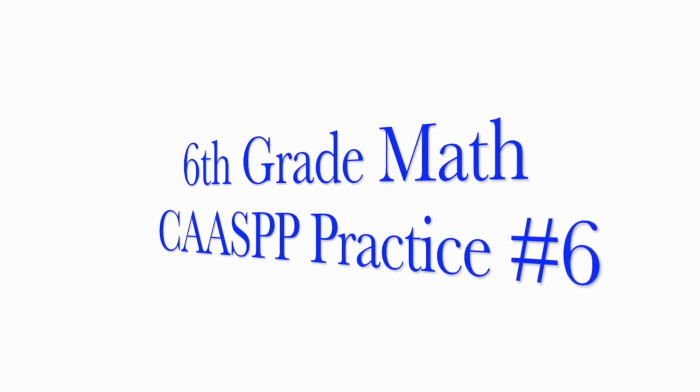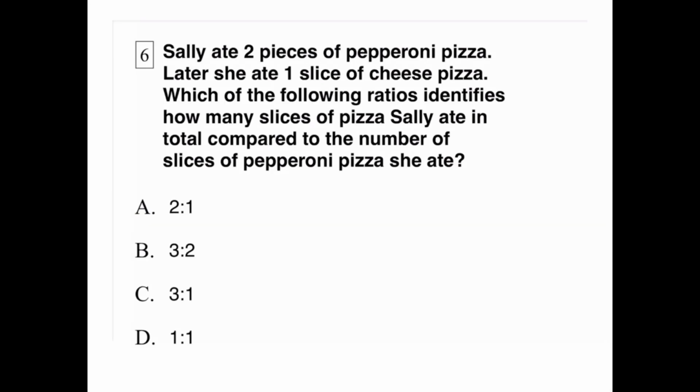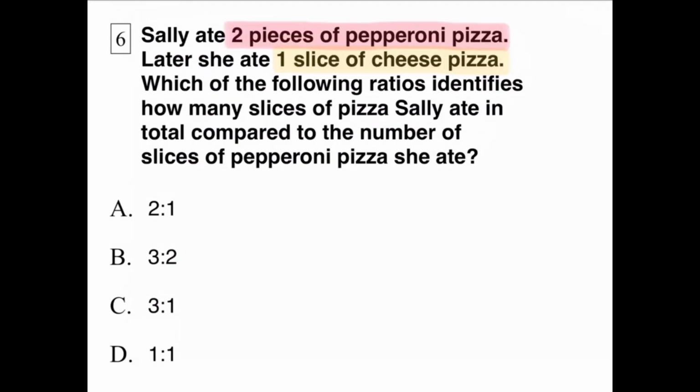6th grade math CAASPP practice number 6. Sally ate 2 pieces of pepperoni pizza. Later, she ate 1 slice of cheese pizza. Which of the following ratios identifies how many slices of pizza Sally ate in total compared to the number of slices of pepperoni pizza she ate? She ate 2 pieces of pepperoni pizza and she ate 1 slice of cheese pizza. They're asking us to identify how many slices of pizza Sally ate in total compared to the number of slices of pepperoni pizza she ate.